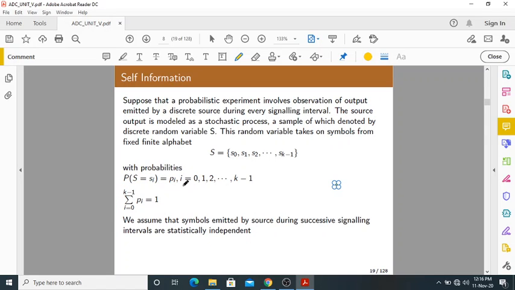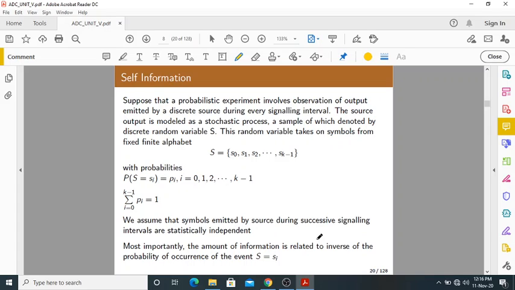Now one more thing we are assuming is that the probability of occurrence of each and every symbol is statistically independent, which means the probability of occurrence of any symbol does not depend upon the remaining symbols. So in that sense, all the symbols are statistically independent of each other, which means the occurrence of one symbol will not be affected by the occurrence of other symbols.